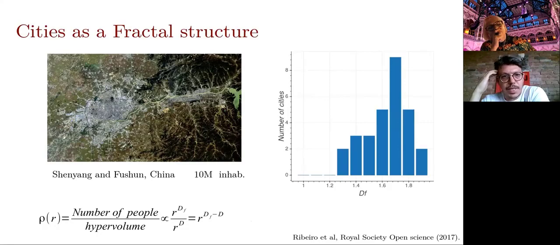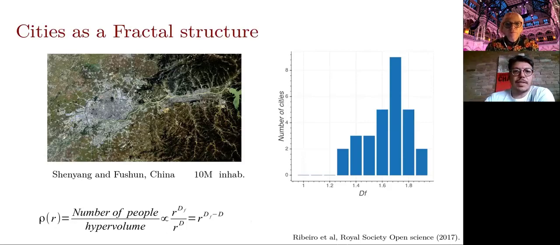In our model, we consider that the structure formed by the cities obeys a fractal structure. Here you have the histogram that represents a set of cities and their respective fractal dimension. For this specific set of cities, you have a fractal dimension around 1.7. If the city is well represented by the fractal structure, you can say that the density of the city can be written in terms of this equation here.